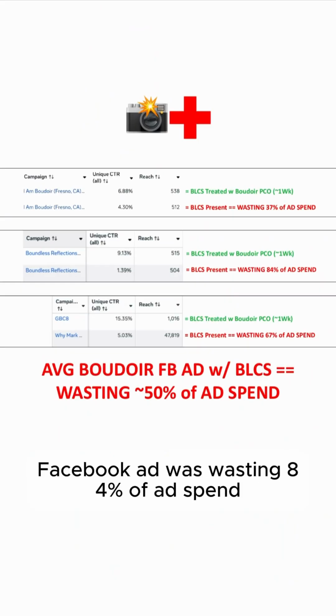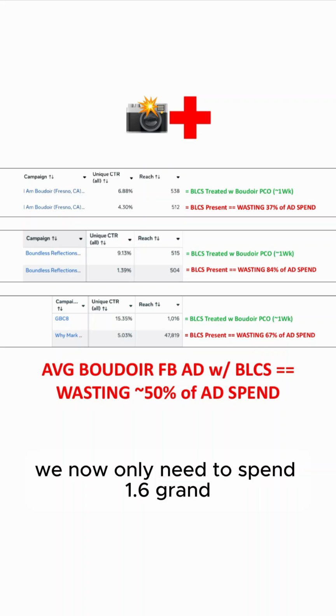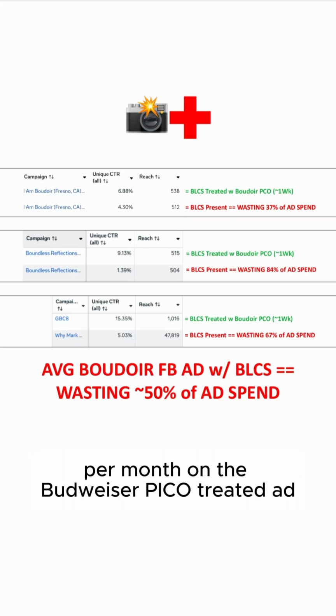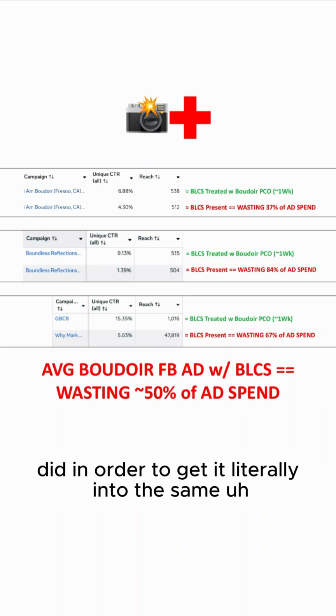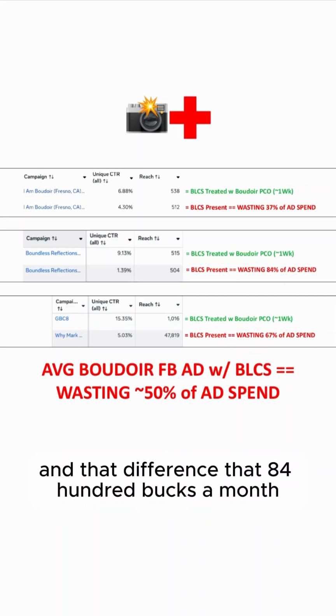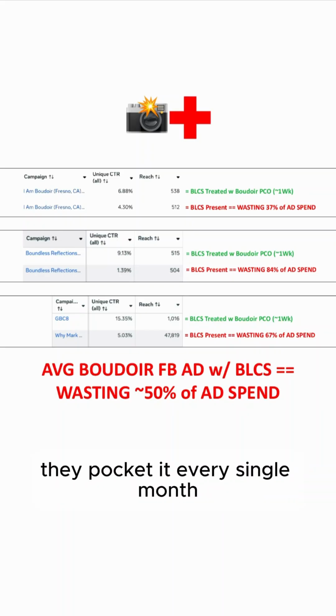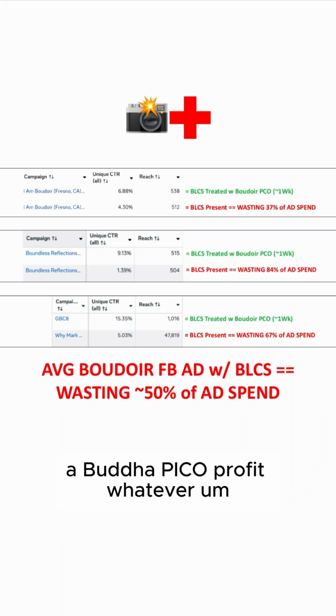So we found out the original Boudoir Facebook ad was wasting 84% of ad spend, being wasted. As a result, if they were spending 10 grand a month on that original Boudoir Facebook ad, we now only need to spend 1.6 grand per month on the Boudoir Pico treated ad in order to get it literally into the same number of women's brains. And that difference, that $8,400 a month that they now no longer have to spend, they pocket it every single month. They don't have to spend it. It stays kind of like a phantom profit, a Boudoir Pico profit, whatever.